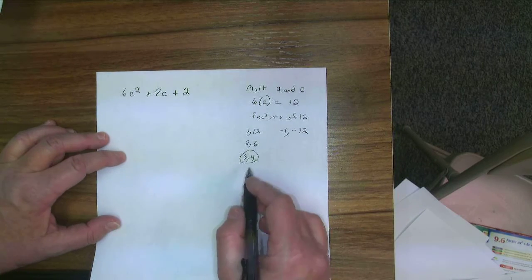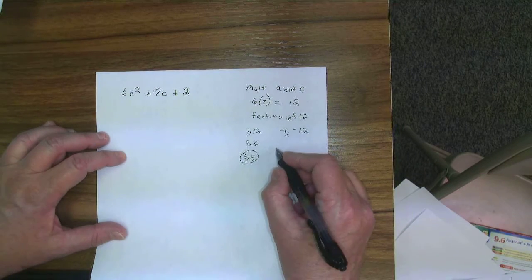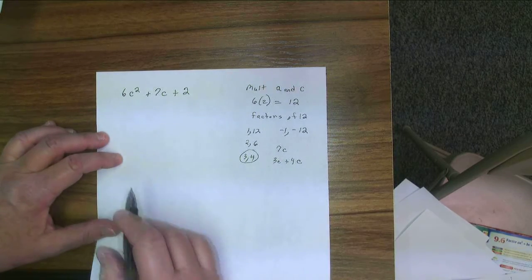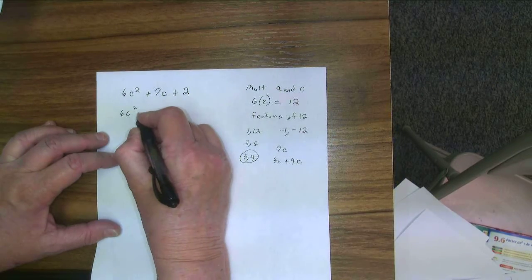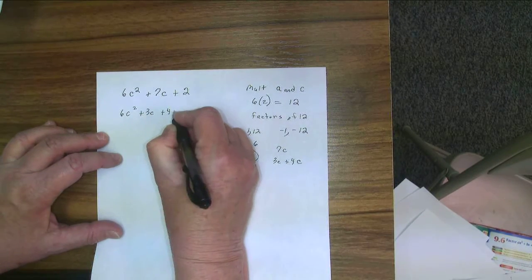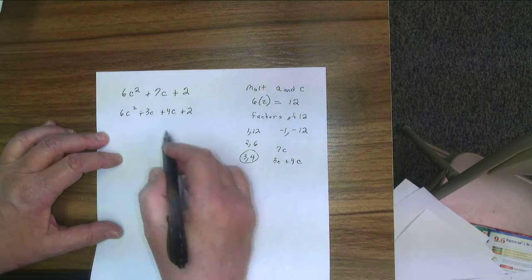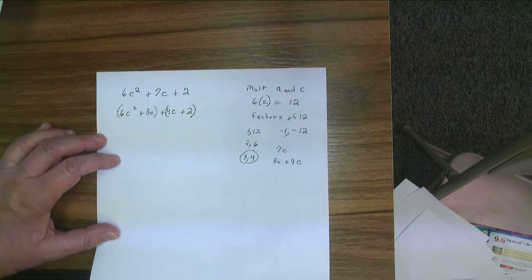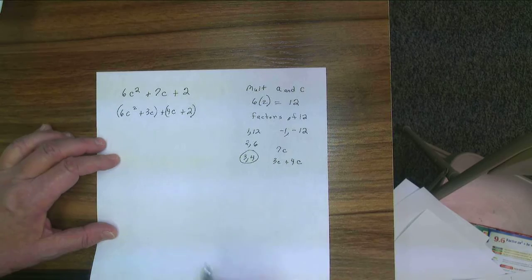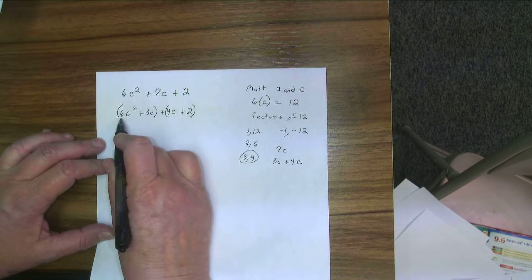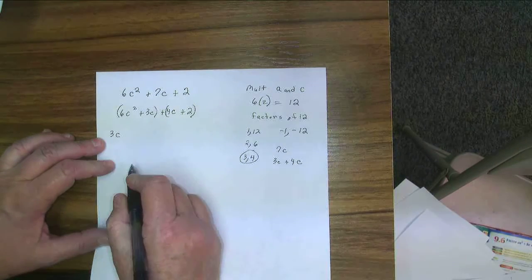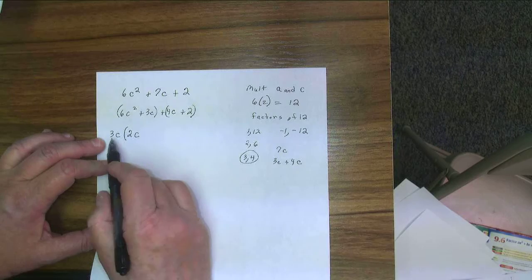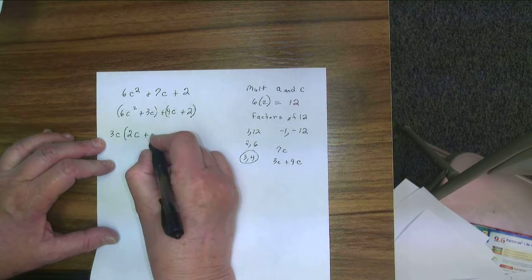So let's break 7c, the middle term, into 3c plus 4c. Now let's take 6c squared plus 3c plus 4c plus 2. Pair the first two and the last two. And let's take out the GCF. These both have a 3 and they both have a c. When you take that out, you're left with 2c. That gives you 6c squared plus 1.